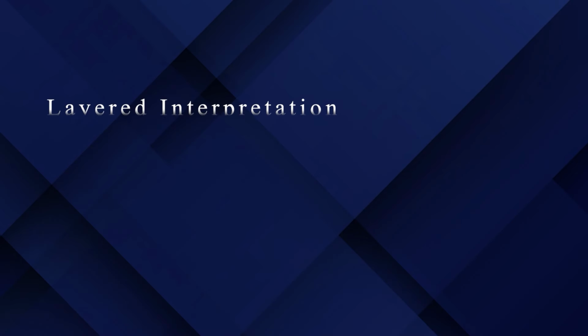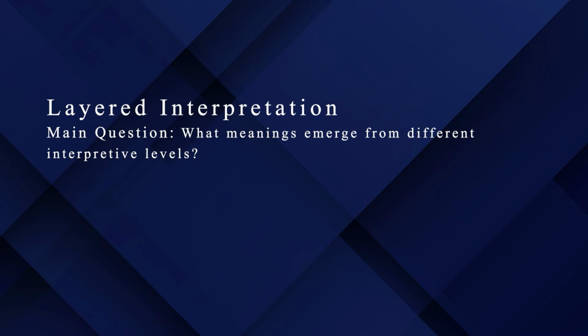Part 7, layered interpretation. The main question you should be asking is, what meanings emerge from different interpretive levels? And to understand that, you need to answer these 3 questions. What is the literal meaning of the text? You read the words and they speak to you on appearance. You look at the verses and you try to understand on an apparent level. It conveys some knowledge, but it's limited, it's superficial.